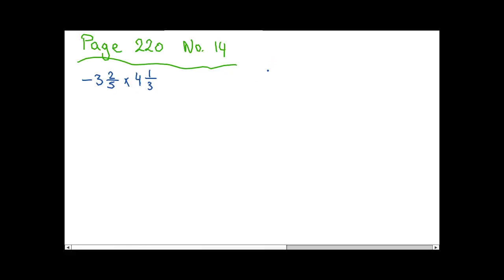Now, just to remind you, something like -3 2/5, how do we change that into an improper fraction? We multiply the 3 times 5, that's 15, then we add it to the 2, 15 plus 2 is 17, and the denominator remains the same, 5. The negative sign will also stay as it is, so it becomes -17 over 5. So -3 2/5 becomes -17 over 5 times 4 1/3, 4 times 3, 12, 12 plus 1, 13. So the numerator becomes 13, and the denominator remains as it is, 3.